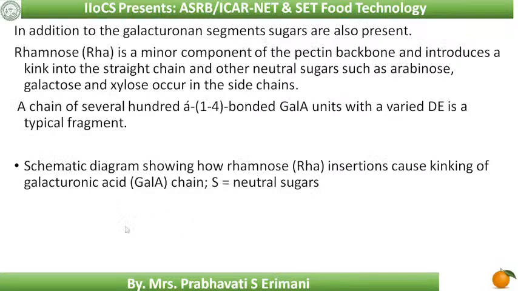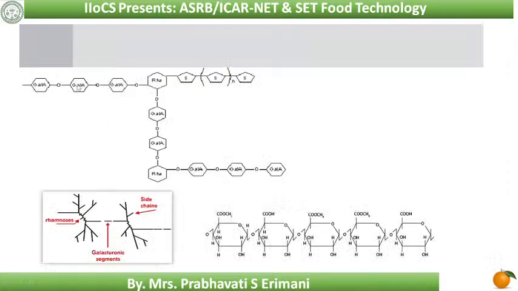of pectin will be there. And in addition to the galacturonan segments, sugars are also present, like rhamnose, which is a minor component of the pectin backbone and introduces a kink into the straight chain, and other neutral sugars such as arabinose, galactose and xylose occur in the side chain. A chain of several hundred 1 to 4 bonded units, this typical fragment. Okay, so we can see the picture here. This is whatever I explained. And this is rhamnose and galacturonic acid and side chains.